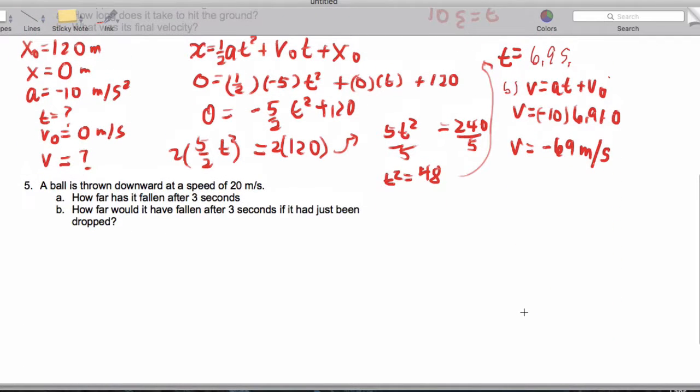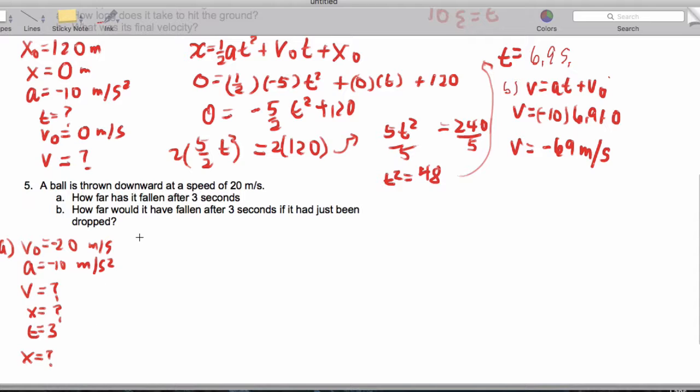For part C, a ball is thrown downward with a speed of 20 meters per second, and we want to know how far it's fallen after 3 seconds. So for part A, let's be careful. v naught is 20, and that's downward, so it's negative 20 meters per second. a is negative 10 meters per second squared. We don't know v final. We don't know how far it's going to fall. We do know the time is 3, and we know that the final position is unknown.